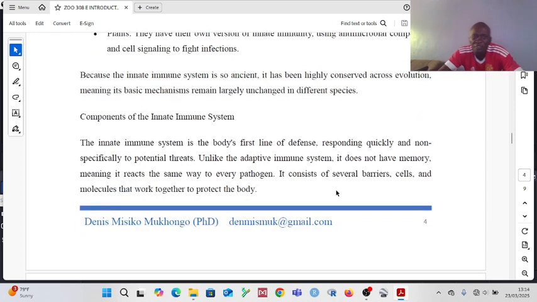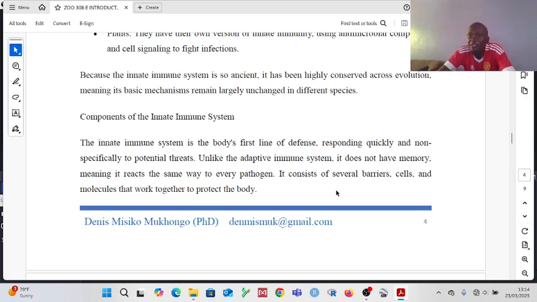So what are the components of the innate immune system? The innate immune system, as we said, is the first line of defense. It responds quickly and it is non-specific. Okay. Unlike the adaptive immune system, it does not have a memory. So it reacts the same way to every pathogen using the molecular patterns that pathogens have.